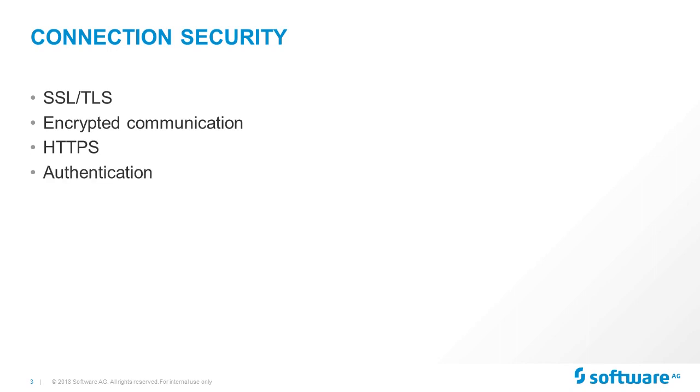So what do we mean when we're talking about secure connections in Terracotta DB? Well, first of all, we're using the SSL TLS protocol. This gives us encryption, much like using a browser to connect to a website using HTTPS, because in fact HTTPS uses SSL TLS. But we get more than just encryption, we also get authentication.